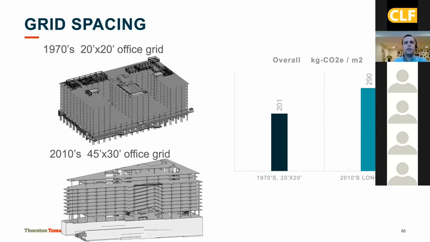So you can see this is a 1970s 20 by 20 office grid. The slabs are thinner. The grade of concrete is lower, and versus a 2010s much more aggressive floor plate, there's a 30+% difference in the carbon footprint per square meter in those systems. Next, please.